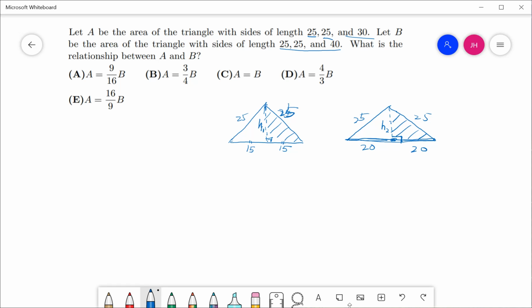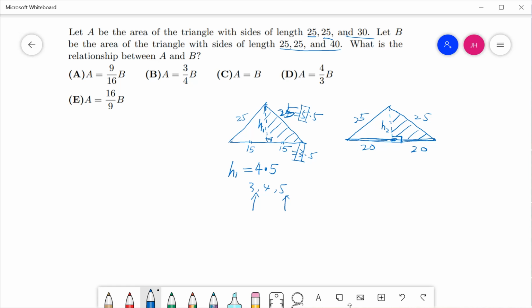No. If you observe the numbers carefully, we will realize that this 25, that's 5 times 5. And the 15, that's 3 times 5. Do you see this? And do you remember the 3, 4, 5 rule for the Pythagorean theorem? So they are simply multiples of the side of 5 and the side of 3. Therefore, H1 has to equal 4 times 5.